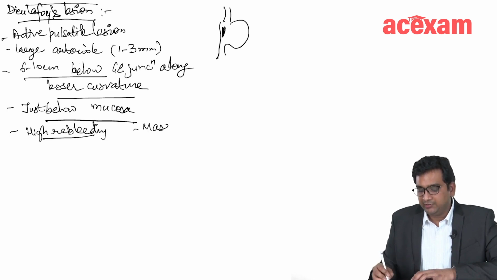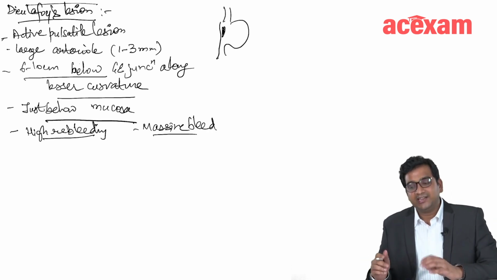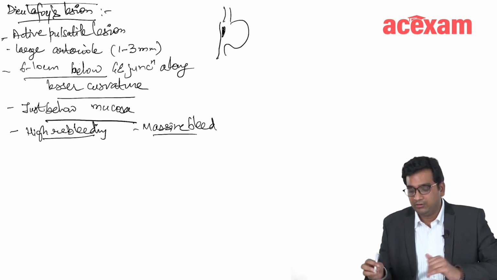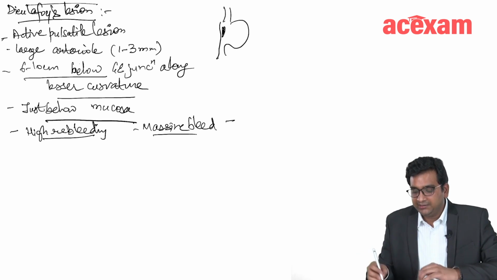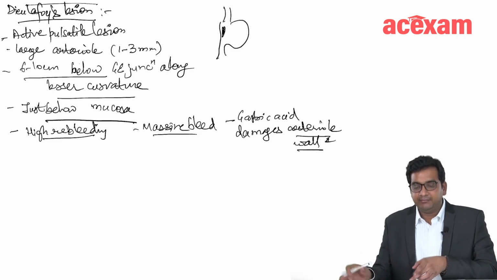There is massive bleeding because it is arterial. And why is there massive bleeding? Because the gastric acid damages the arteriole wall. Okay. It is not the artery, it is the arteriole. So gastric acid damages the arteriole wall. Okay. Which leads to rupture of the arteriole and massive bleeding.